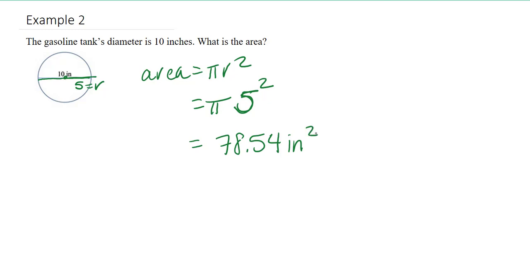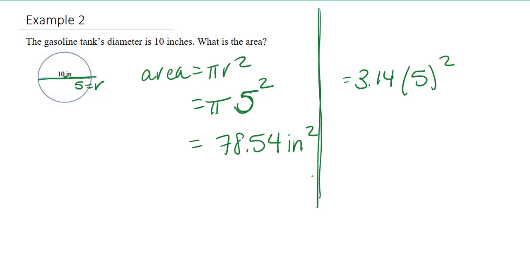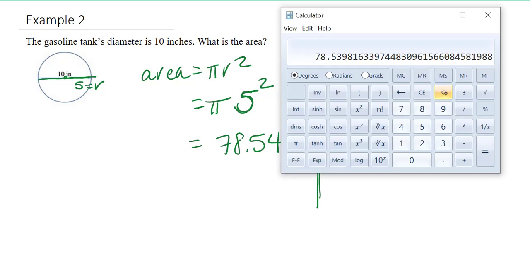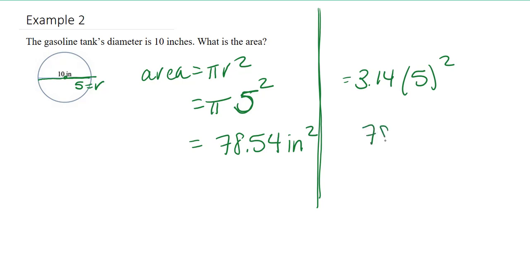inches squared. But what if we went 3.14 times 5 squared? What if we tried it this way? Well, let's get our calculators out. So we have 25, times 3.14, and we get 78.5. So you can see how similar these answers are. They might differ by the decimal, but a very small amount. So you can use either one. You can use 3.14, or you can use the pi button.